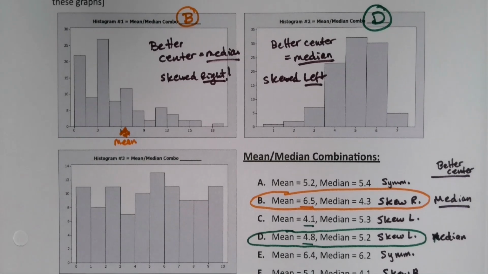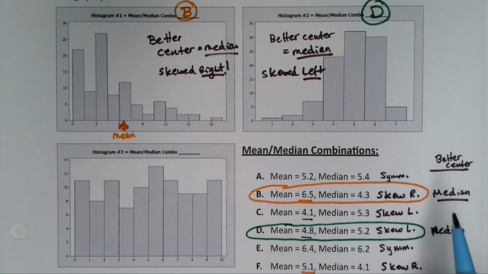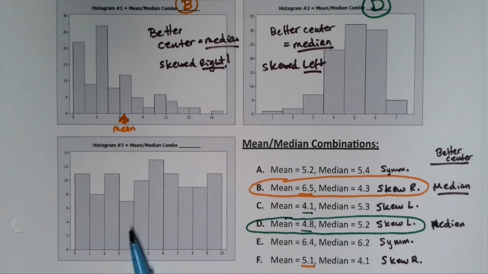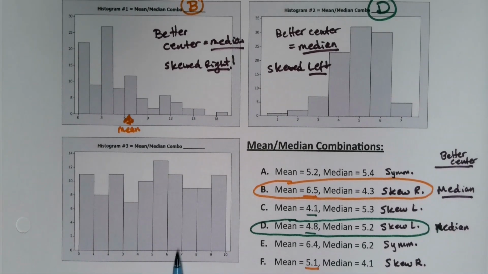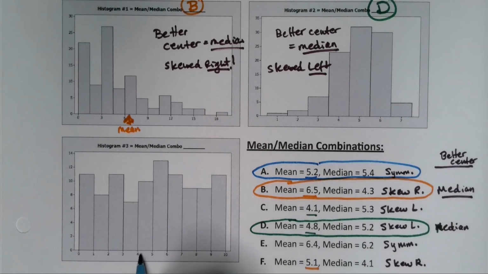Okay, that just leaves us the third one. Okay, so this is symmetric. You can kind of tell it's symmetric. So it's got to be the top one or this one. So we have to think about where the balance point is. 6.4 is over here. There's no way this graph balances on 6.4. That's too much to the left of it. 5.2 is a better measure of the middle, so it's this one. Right? 5.2, let me put it right here. That's the mean.